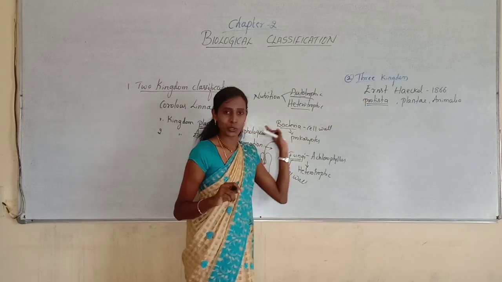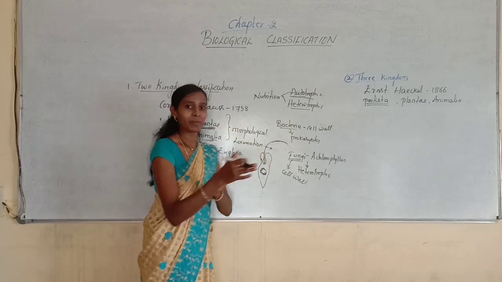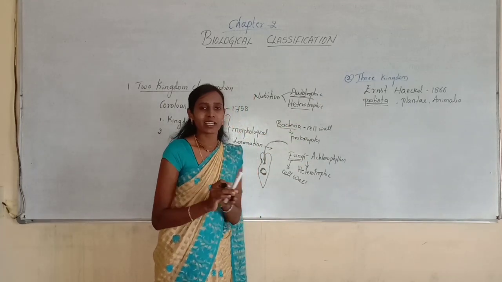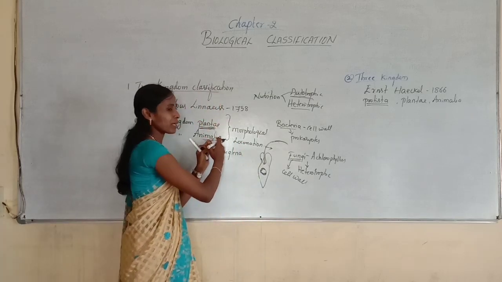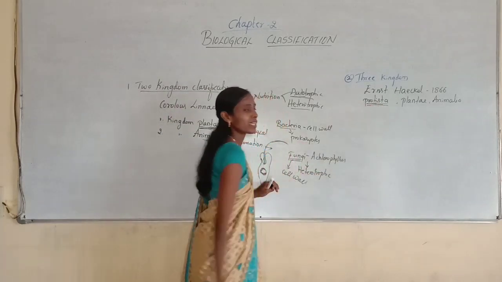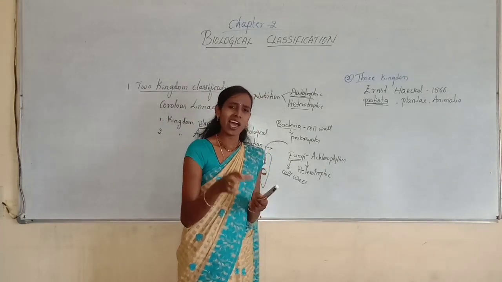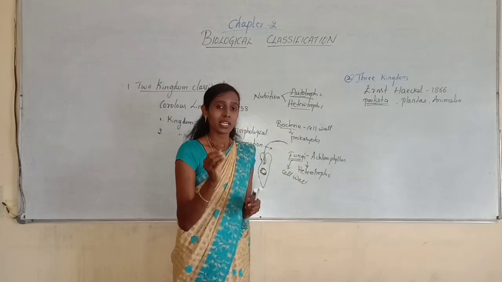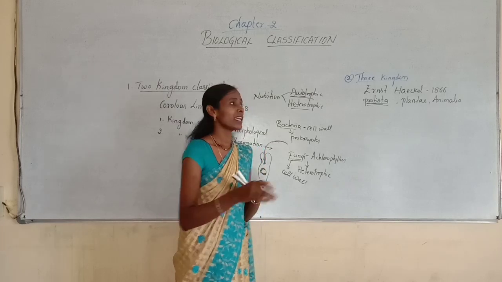See, he just modified the grouping, the classification. Whatever organisms were present in Plantae and Animalia remain as they are. But this Ernst Haeckel, what he did is, he separated all unicellular organisms from Plantae and Animalia. He separated all unicellular organisms and included them in the kingdom Protista. So he included bacteria, algae, fungi, etc. in the kingdom Protista. So try to remember, he included the algae, bacteria, certain plants, fungi in one group.